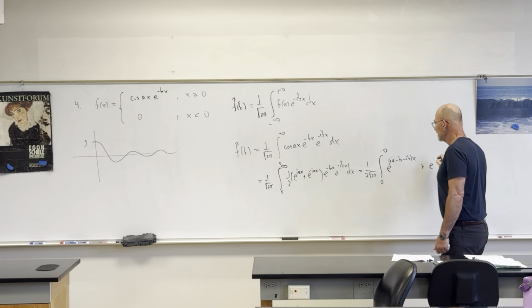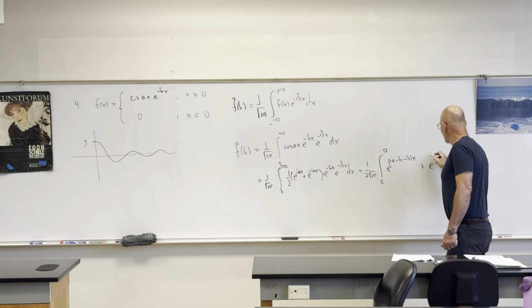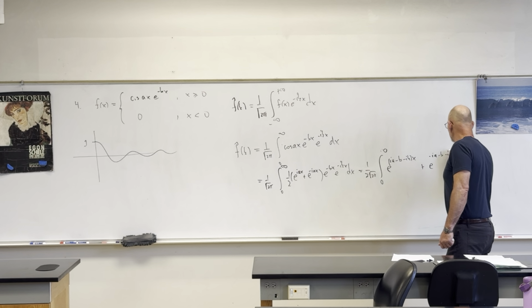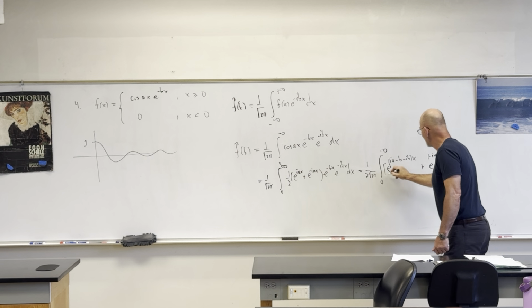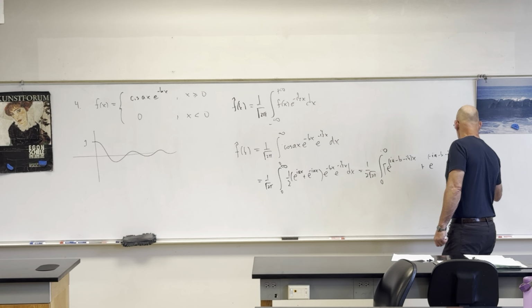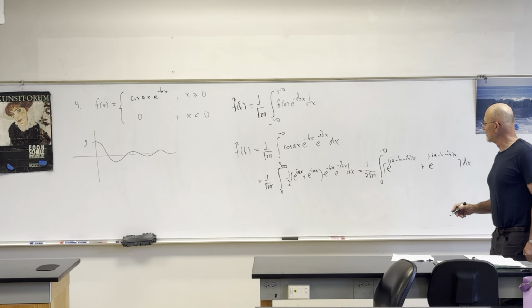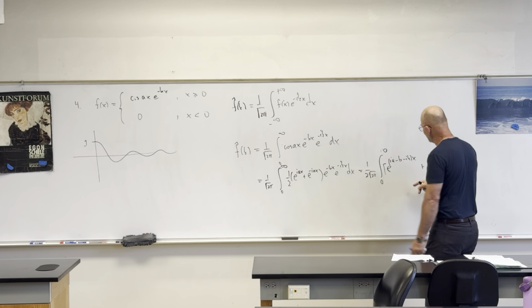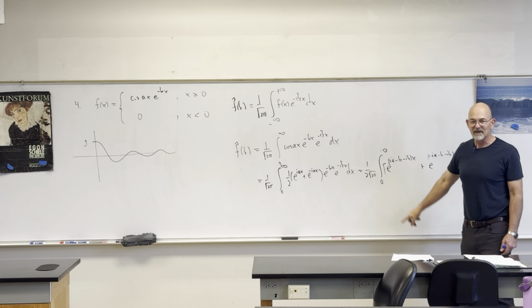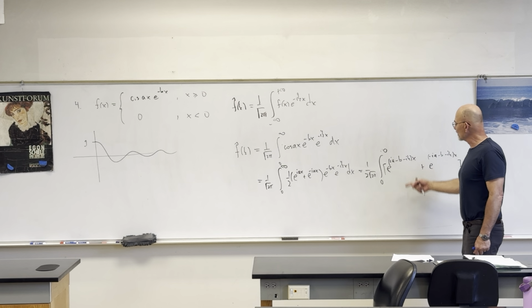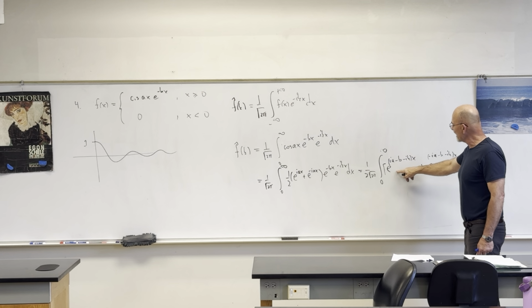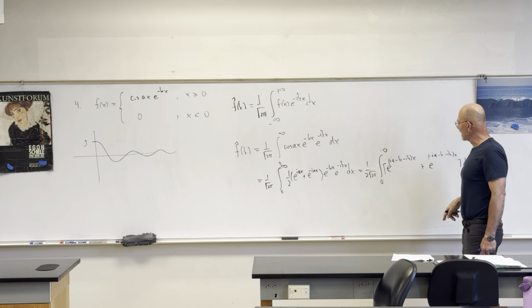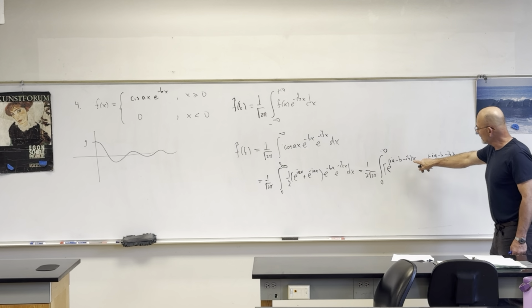Plus e to the (minus ia minus b minus ik) x. If you do this and you put parentheses around here, this is just a number and you can call it anything you want. And the integral of this is easy, you know, it's 1 over that number times e to that argument times x.